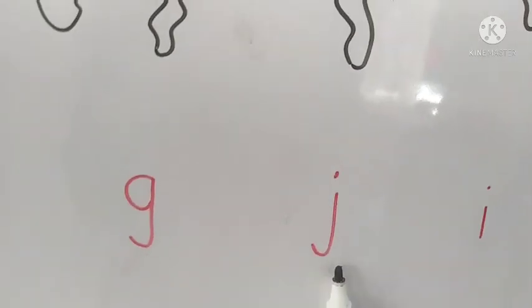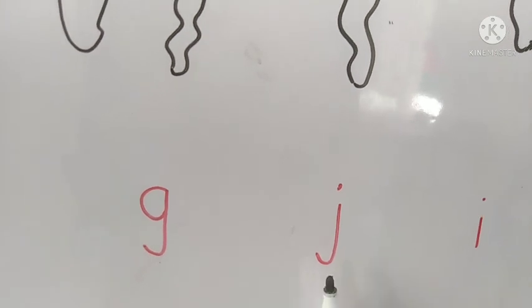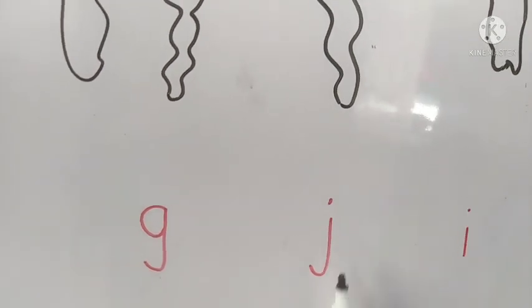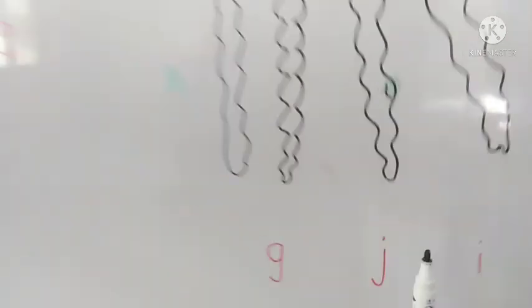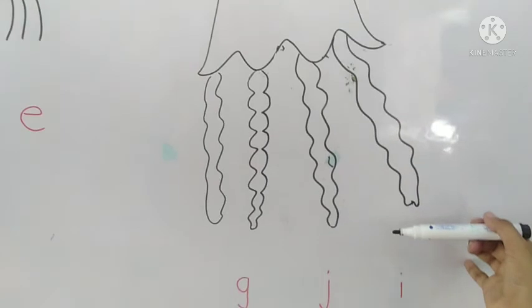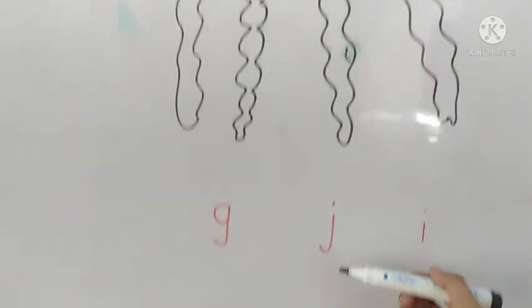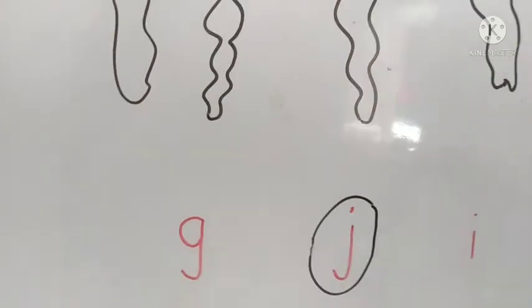So this is the letter J. J sound is J. Yay! This is the correct letter. J. Jellyfish. Yay! Jellyfish initial sound is J, and J is the sound of J also. So you will circle this J letter.